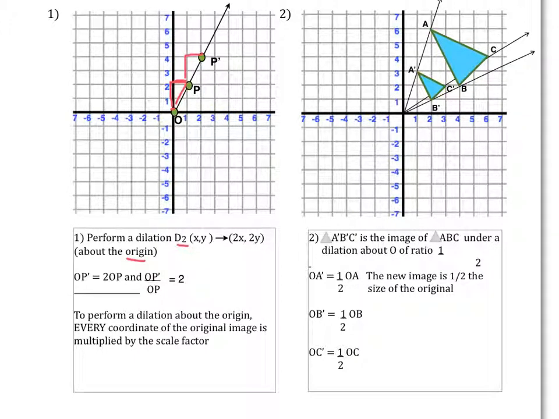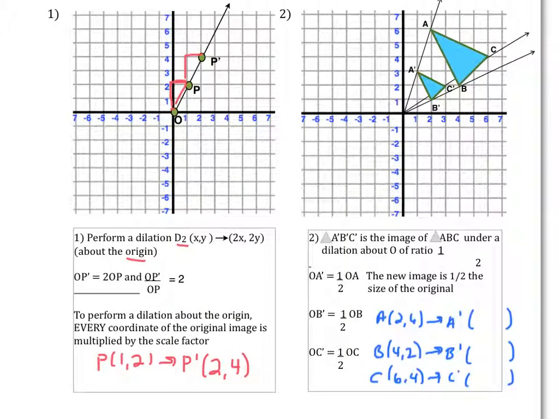So P prime is at the point 2, 4. So our original point, P, was at 1, 2. And according to this dilation, it maps to the point P prime at 2, 4. Now, when your dilation is centered at the origin, and you know your scale factor, you can just take your point, my point P, and you can multiply each coordinate by the scale factor to find the new point P prime.